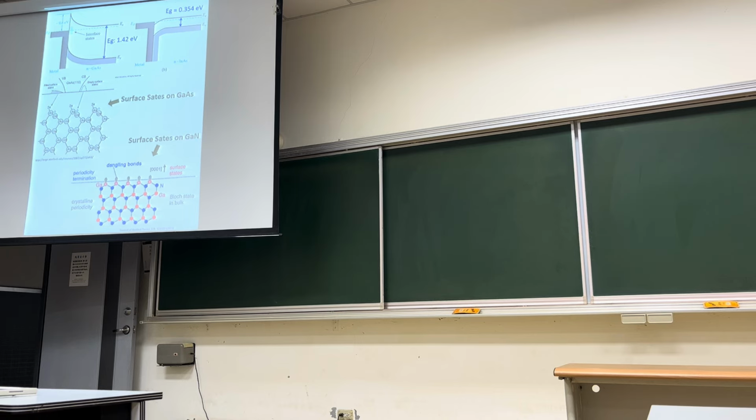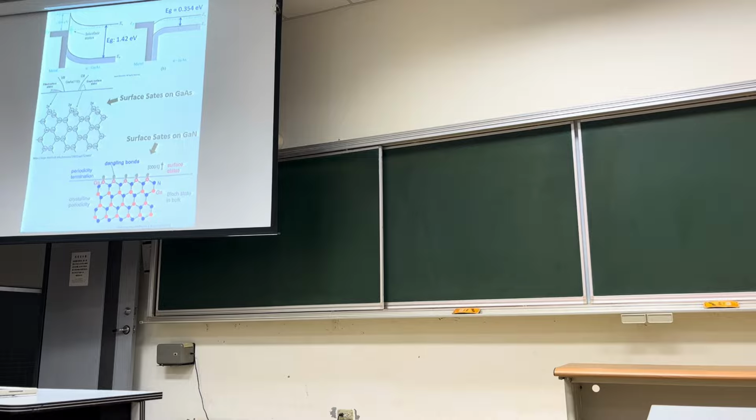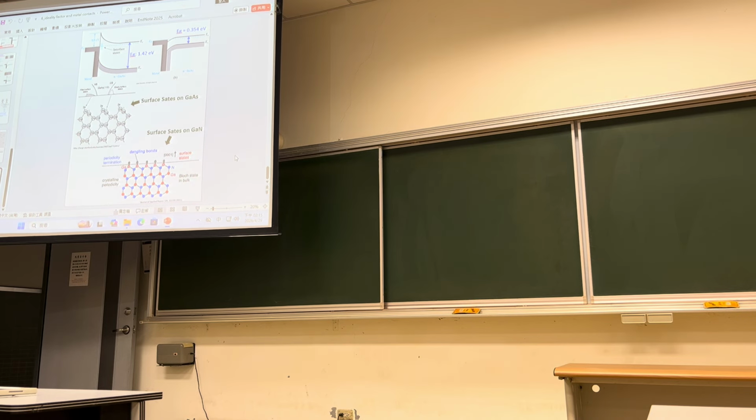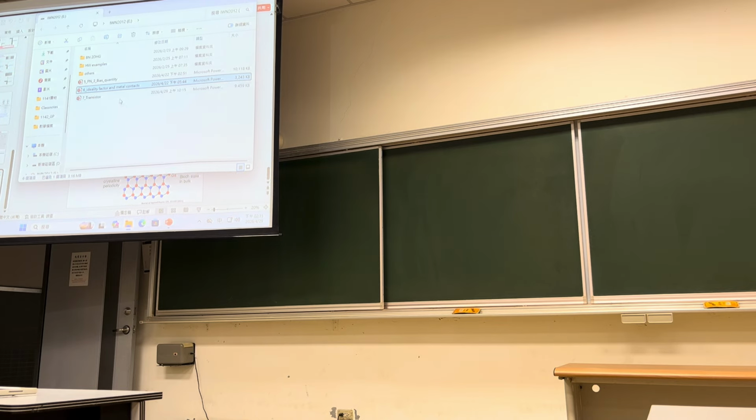Right. So that's the difference between the theoretical equation and the reality. So this is the reality. Fermi level pinning is the reality. Questions? If no questions, we will move on to the device part, which is the transistor. Okay?